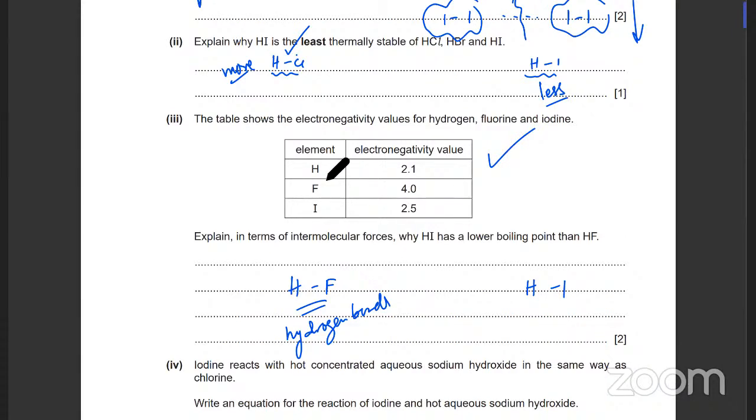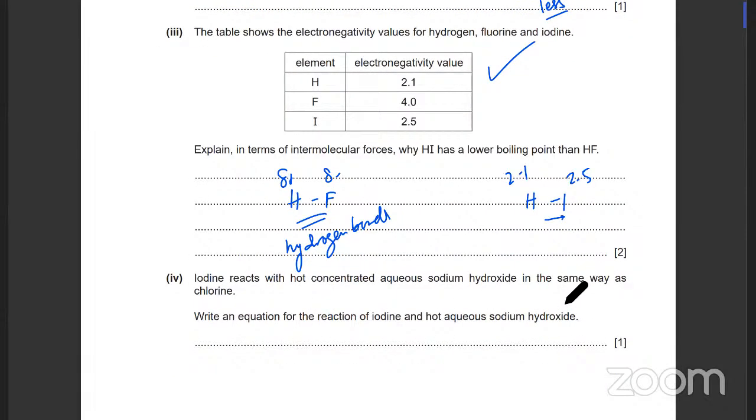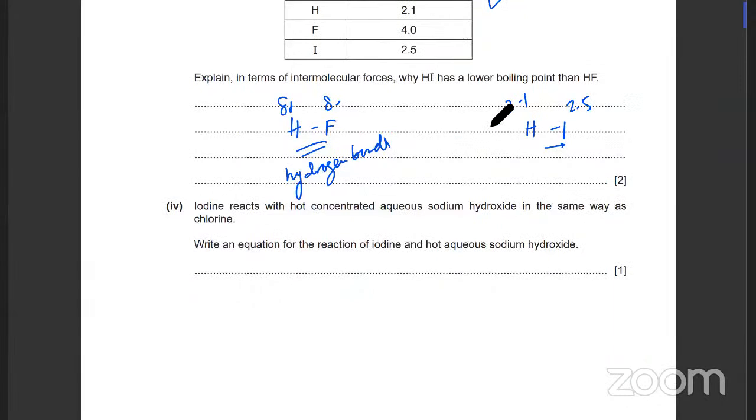You're going to say that it's more polar, which is why it's going to form hydrogen bonds, and there's going to be more attractive forces between HF molecules. And HI is going to be less polar. It's 2.1 versus 2.5. Hydrogen is 2.1, iodine is 2.5. So although this is very, very slightly polar, the permanent dipoles would be very weak. So it's going to have a lower boiling point.